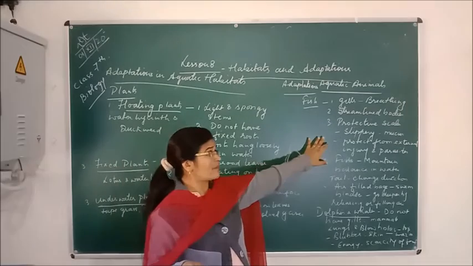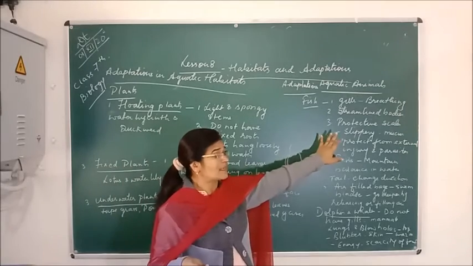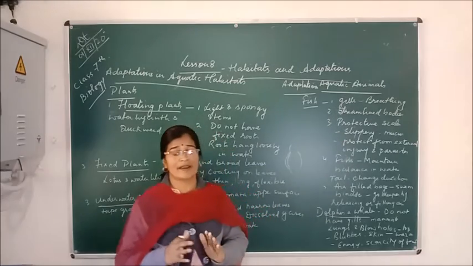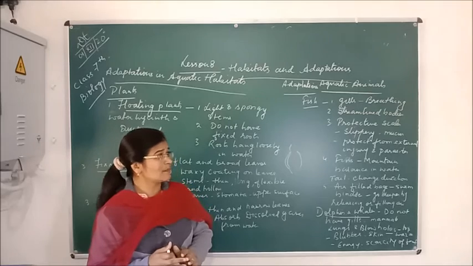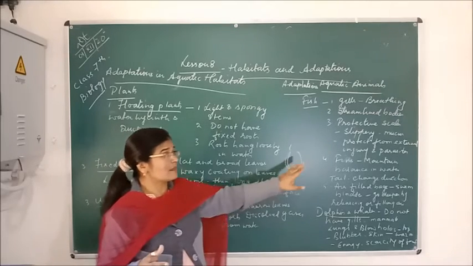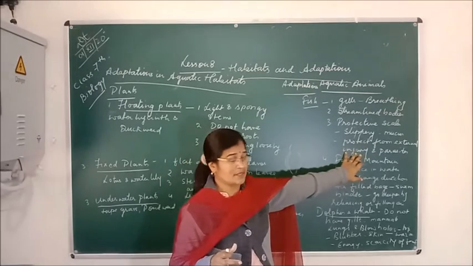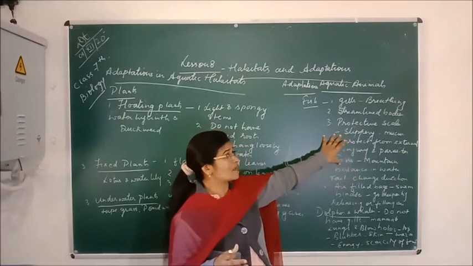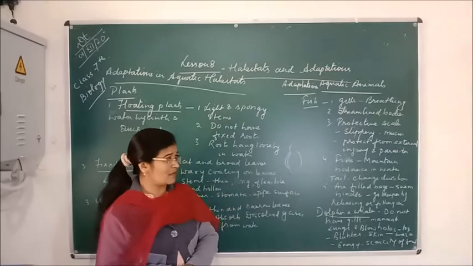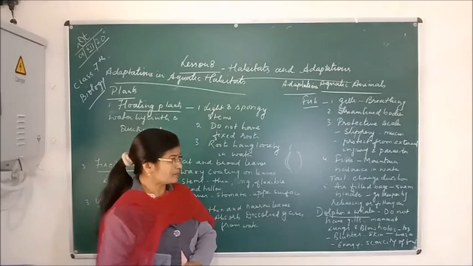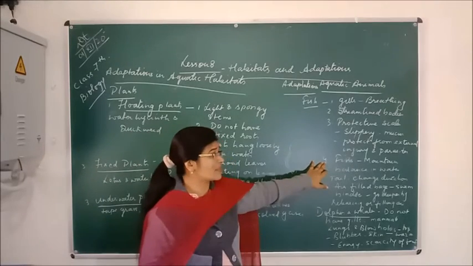And their body has protective scales, and these scales are slippery. These scales are slippery because they have mucus deposits on the skin, and this mucus protects them from external injury and parasites. So these scales present on the surface of the skin help to protect them from any kind of injury.